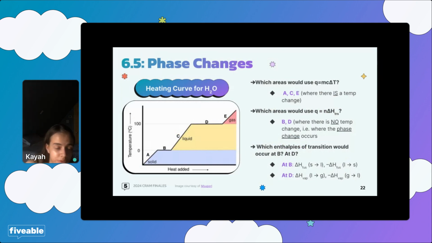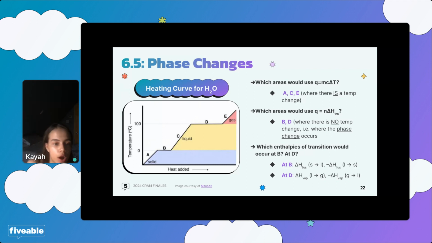So next up, with phase changes, here are the curves I was talking about, right? So we have the heating curve for H2O. As you see for part A, that whole time the temperature is increasing, it remains a solid. Only in part B does it go from a solid to a liquid, to allow it in part C to remain a liquid the whole time, right? So the areas where we would use Q equals mc delta T, where we have a temperature change, are parts A, C, and E, where there is no phase change. Okay, that's where we use Q equals mc delta T.